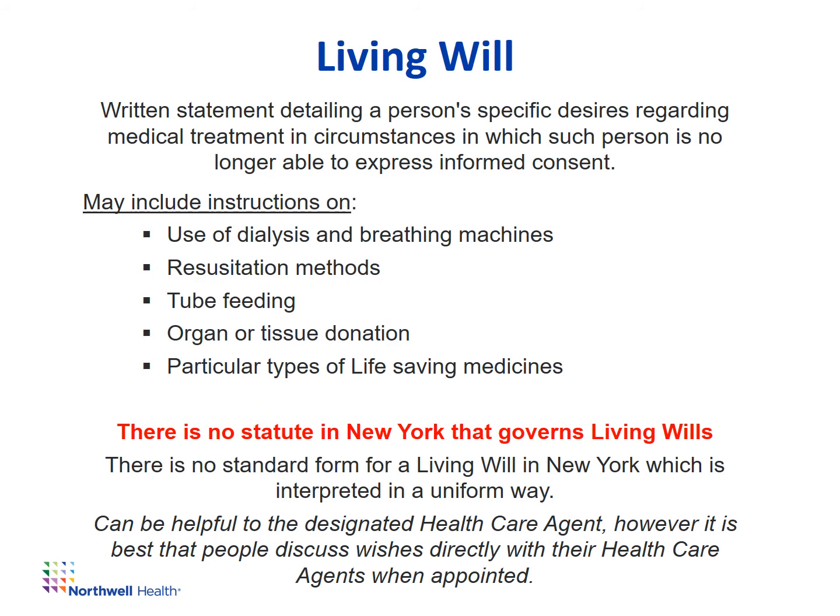Some people may have constructed what is known as a living will. This is basically a written statement detailing a person's very specific desires regarding medical treatment, again in circumstances where this person is no longer able to express informed consent. It can include instructions on use of dialysis, ventilator machines, methods of resuscitation. Do they want to have tube feeding? Would they want to be an organ or tissue donor? And particular types of life-saving medicines.